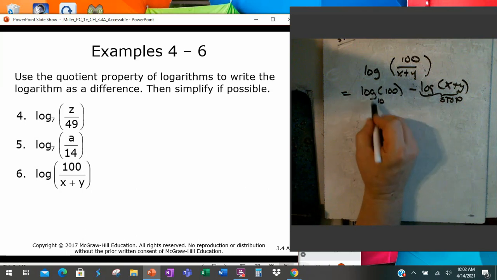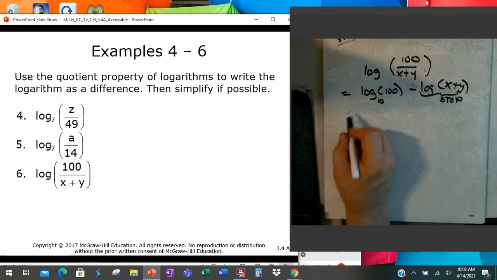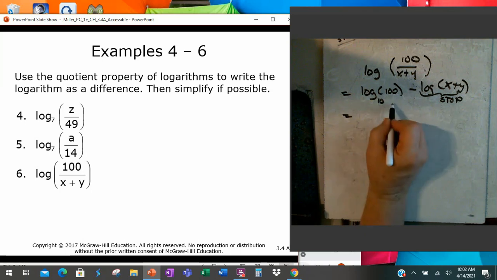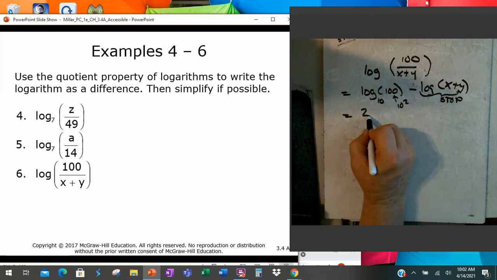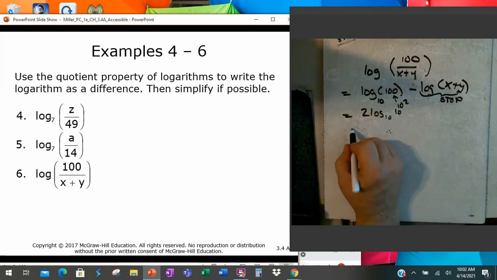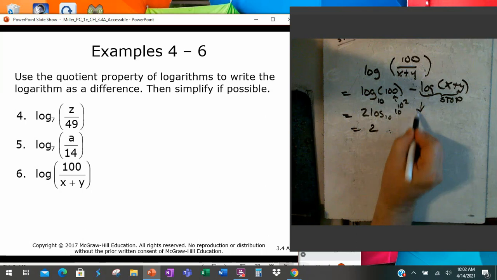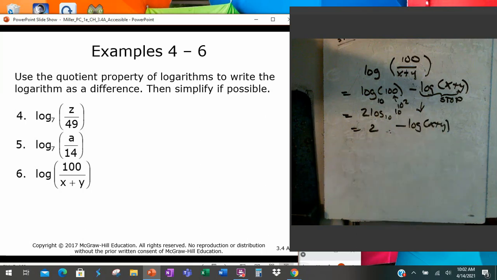Okay, but this, understood that the log is base 10. Is there any relationship here? Yep. This is 10 squared. 2 goes out front, and then the log 10 of 10 is just 1. So this is 2 minus the log of x plus y.